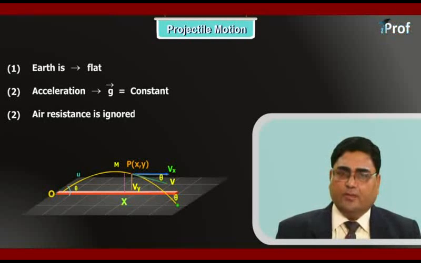Since projectile motion is assumed to be uniformly accelerated motion, and in the horizontal direction, that is the x direction, no acceleration is acting, the horizontal component of velocity always remains constant in projectile motion.